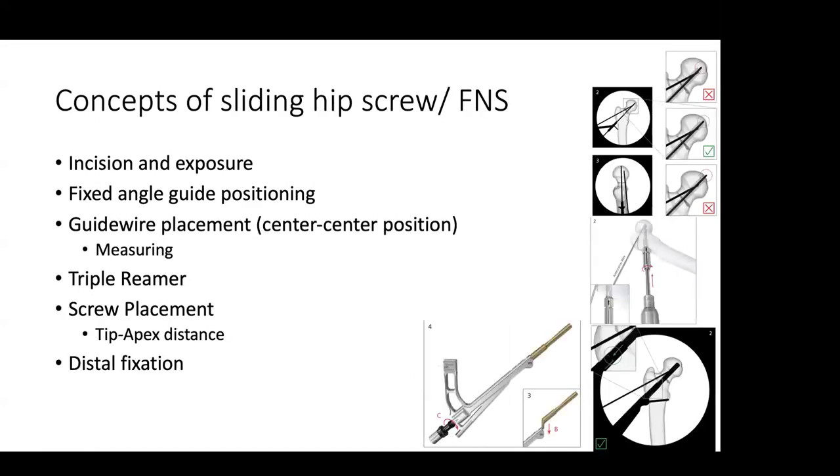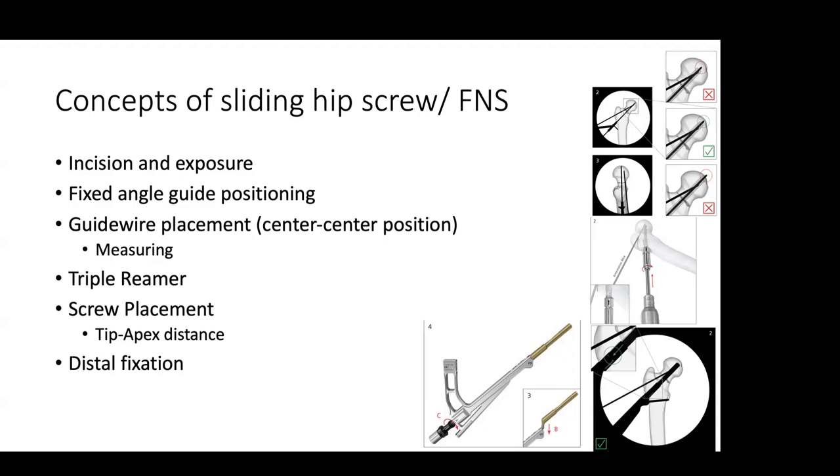Okay. So when you're doing an FNS or a sliding hip screw, the steps that you're going to see: we make an incision and exposure usually laterally. We go down through skin, subcutaneous tissue, we get down to bone. And then usually there's a fixed angle guide that you put on. The attending will put on the fixed angle guide, they may have you hold the guide or they may hold the guide and have you shoot the wire.